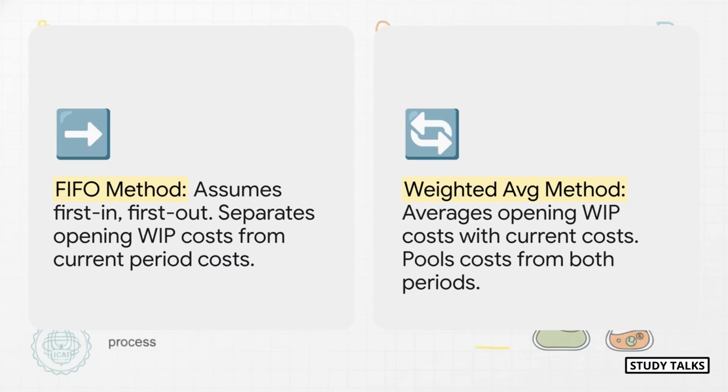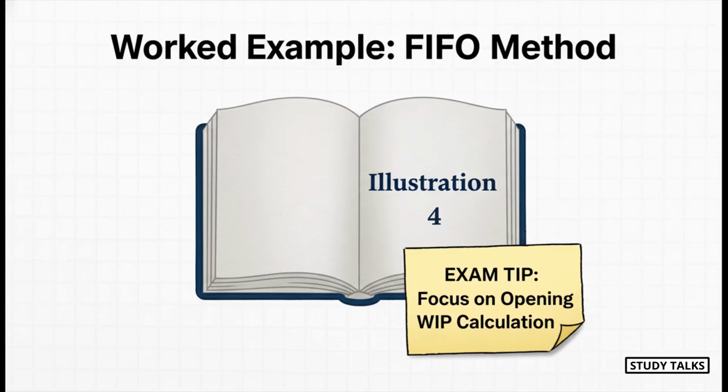Think of FIFO, first in, first out, like a queue at a ticket counter. The units that were already waiting in line at the start of the month get finished and sent out first. It keeps old costs and new costs totally separate. Weighted average, on the other hand, is like making a smoothie. It takes the old costs from opening WIP, throws them in a blender with all the new costs from this month, whizzes it all up, and pours out one single average cost for everything. Two totally different philosophies.